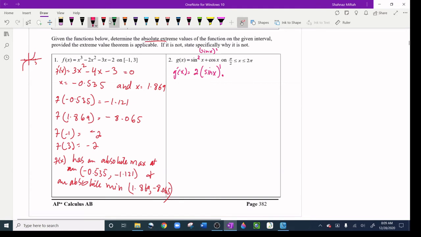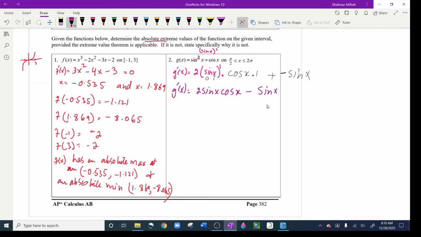Inside is again my chain rule, which means that outside and that inside. So I'm going to go outside derivative, which is cosine. Inside stays as it is, and the inside derivative is 1. Plus cosine x derivative is negative sine x. So I'm going to fix it around. So I got g prime x equal 2 sine x and cosine x minus sine x.